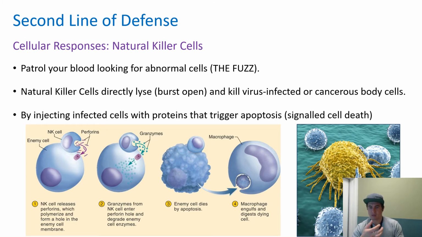If we go along the police analogy of having a baton, they attach themselves to the cell and poke a hole into this infected human cell, inject it with proteins, and this triggers what's called apoptosis or cell death. So it goes around and goes, you're infected, pokes it with the stick, injects these proteins which trigger that cell to self-destruct, and then what you see at the end is a macrophage comes along and eats that dying cell. So the natural killer cells kill infected human cells. So it's killing your own cells that have been infected.